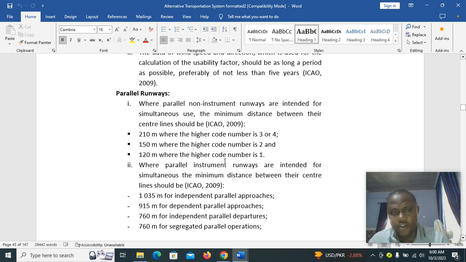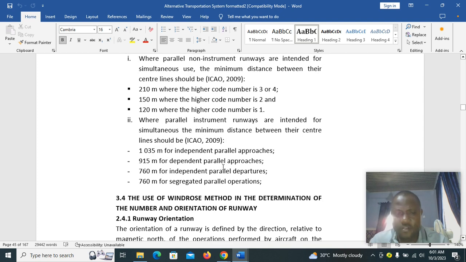For parallel runways, where parallel non-instrument runways are intended for simultaneous use, the minimum distance between their center lines should be, according to ICAO 2009, 210 meters where the higher code number is 3 or 4, 150 meters where the higher code number is 2, and 120 meters where the higher code number is 1.